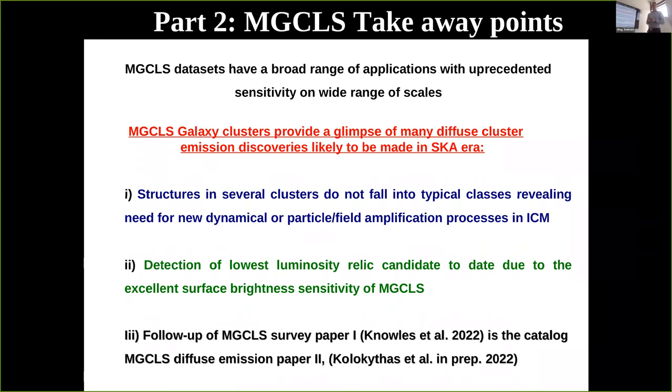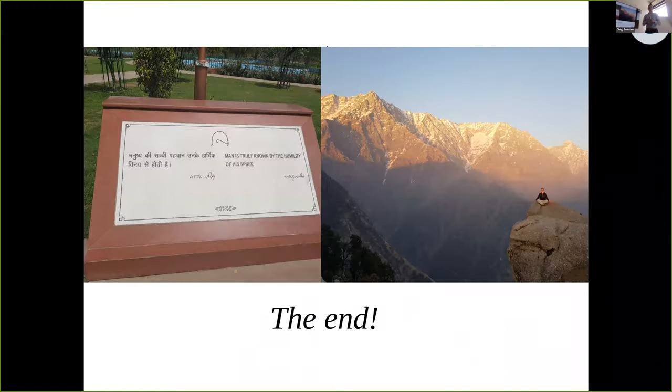We already have the detection of the lowest luminosity relic candidate to date, due to the excellent surface brightness sensitivity of MGCLS. And like I've mentioned, the big cluster catalog is going to follow up the survey paper from Knowles et al. 2022, which is hopefully going to be submitted early next year. So I'll leave you with that. Thank you very much.